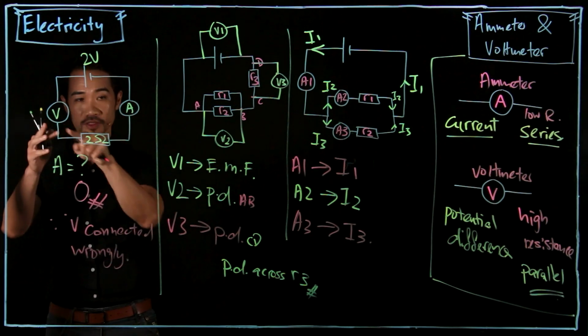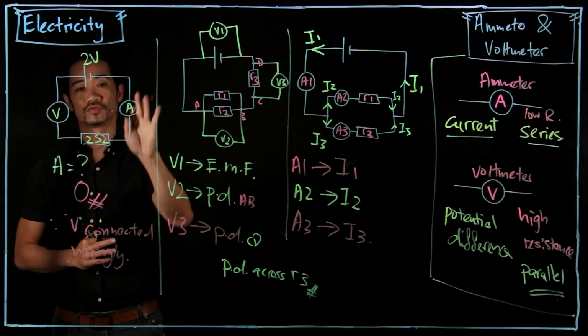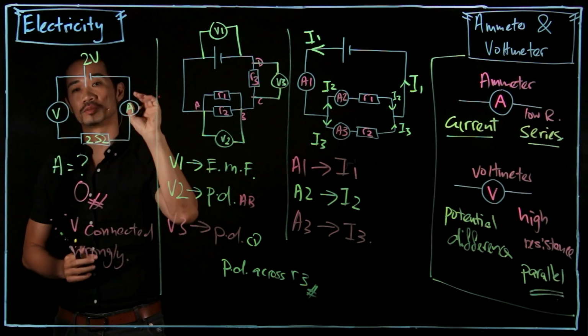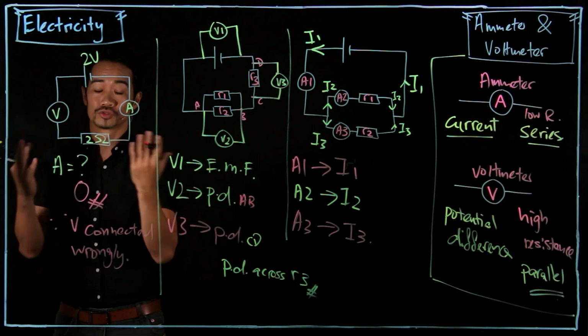The high resistance will prevent the current from flowing. So the ammeter reading will be 0. The voltmeter reading will also be 0.